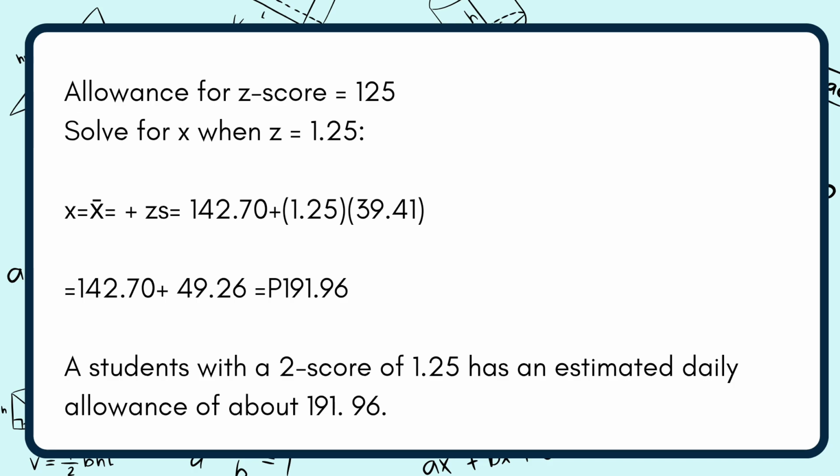The average is 142.70, the score is 1.25, and how spread out the numbers are is 39.41. In calculation, first multiply 1.25 times 39.41, which is equal to 49.26. Then add to the average: 142.70 plus 49.26 is equal to 191.96. And the final answer, a student with a score of 1.25 has an estimated daily allowance of 191.96.